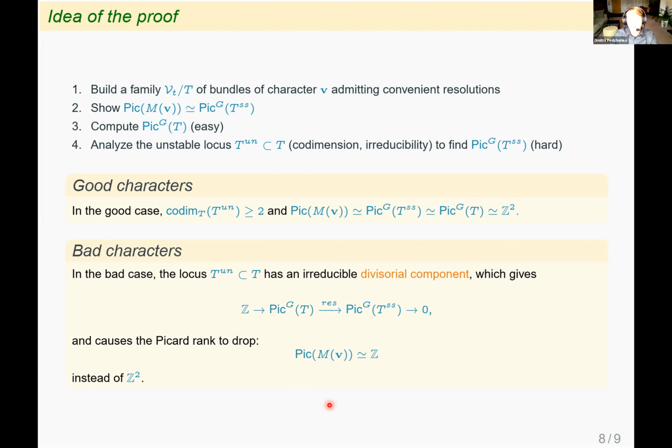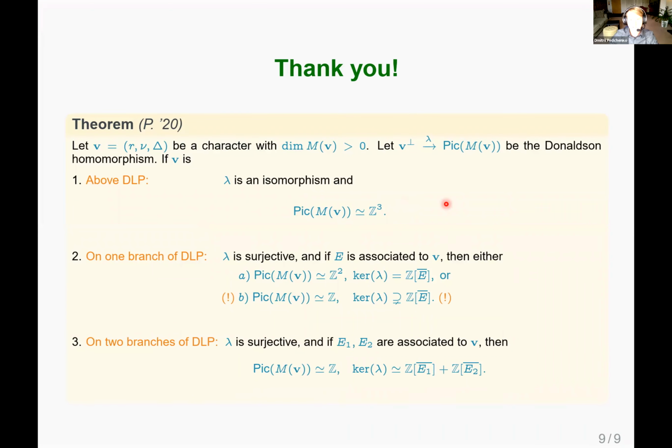I think that's mostly what I wanted to say. I just want to add that these results have a very computational flavor to them. They are not very abstract. In fact, if you start with a Chern character v, to figure out what is the Picard group, there is a finite computational procedure to do that. So in finitely many steps, you compute whether your character is above DLP on one branch or on 2 branches.